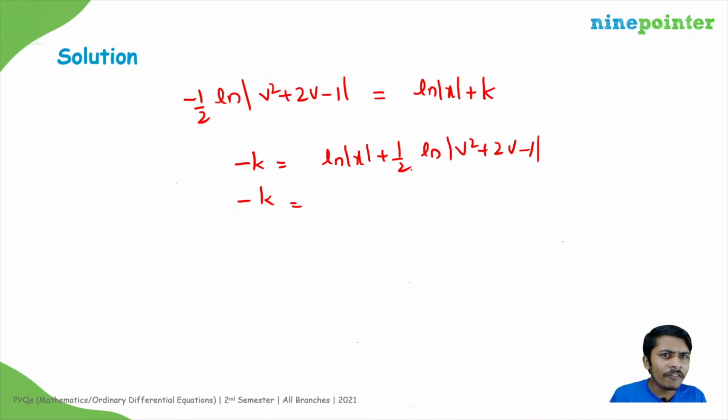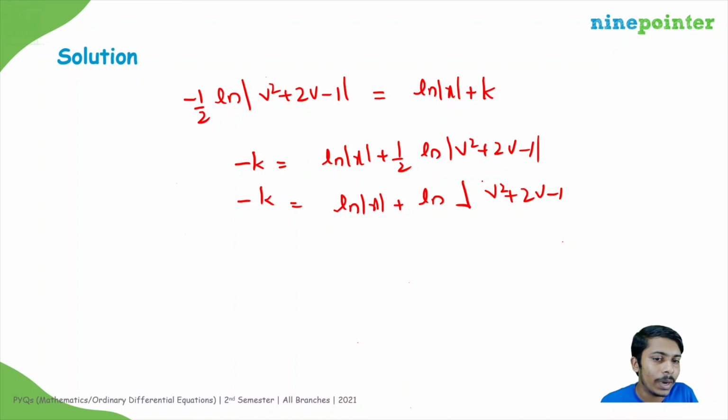Now there's a half outside that logarithm which can be taken inside as power. So we will have v square plus 2v minus 1 whole raised to half, which is actually just square root of v square plus 2v minus 1. Okay, so we have log mod x plus log root v square plus 2v minus 1. Okay, I had just told that this modulus is no more necessary, but even if we put that, it's not an issue at all. Okay, so that's it.